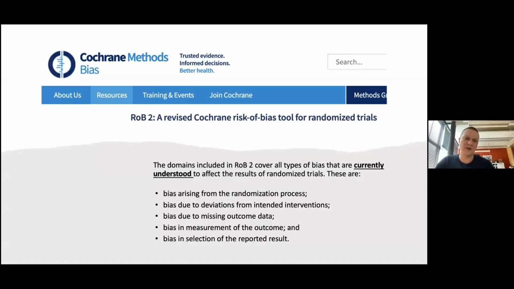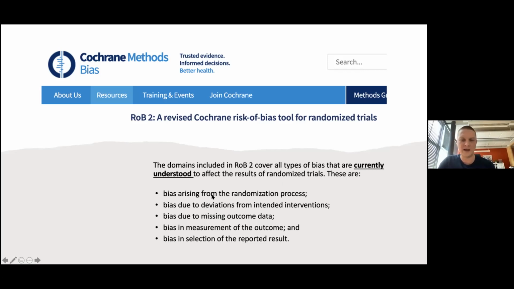And finally, another one which is commonly used: the Cochrane risk of bias tool, which is supported by Cochrane, and many use this to estimate bias when they are doing meta-analyses. This is a tool you can use to gauge how high the risk of bias is in a randomized control trial. And it actually says that the domains of this ROB2 tool cover all types of bias that are currently understood to affect the results of randomized trials.